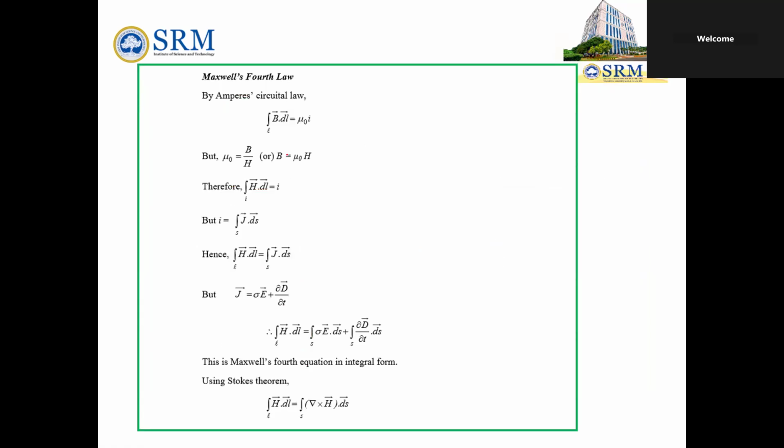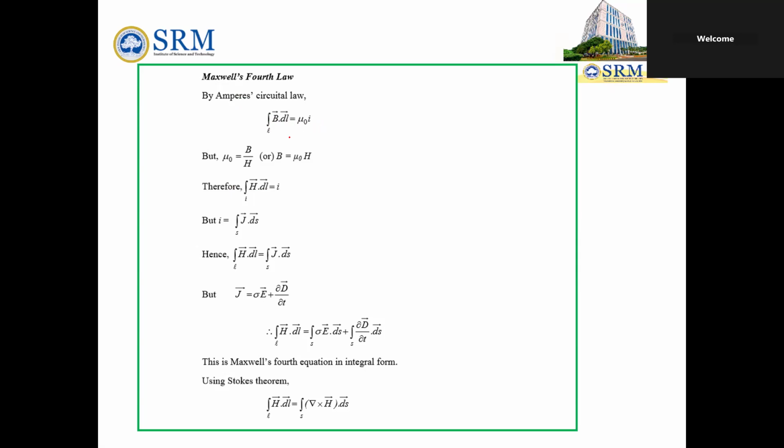The Maxwell fourth equation is according to Ampere's circuital law. When the magnetic flux changes, an EMF is produced. Now, the line integral of B dot dl is equal to mu naught I, according to Ampere's circuital law. When a current is passed, a magnetic field is produced.